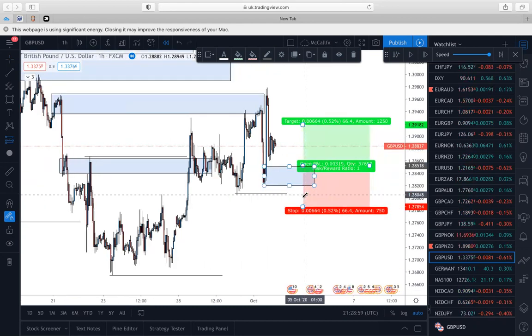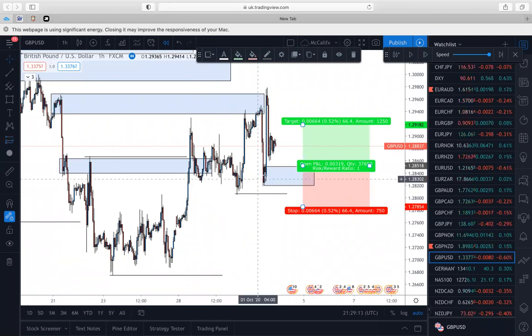Supply zones. At this side, you can clearly see this side got broken. This side also got broken. This side also got broken. This side also got broken. So market is making what? High highs. And if you can see these lows, market never reaches these lows, right? So I'll be looking to take my entry. I'll be looking for demand zones. So this is my demand zone.